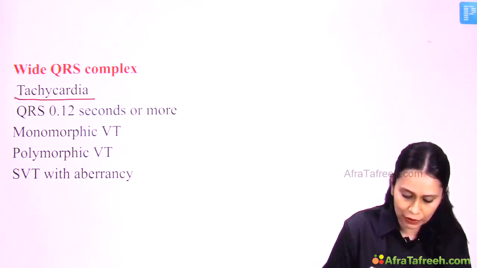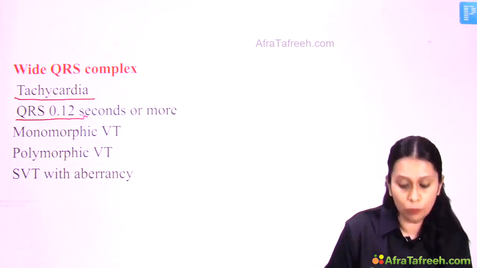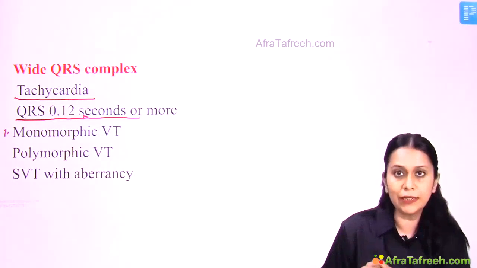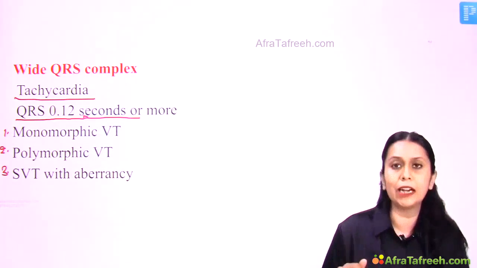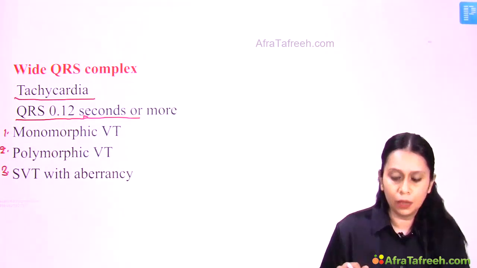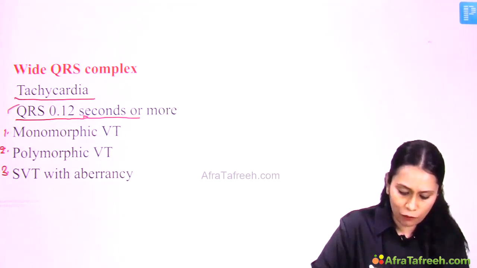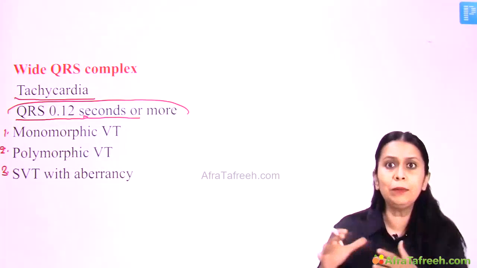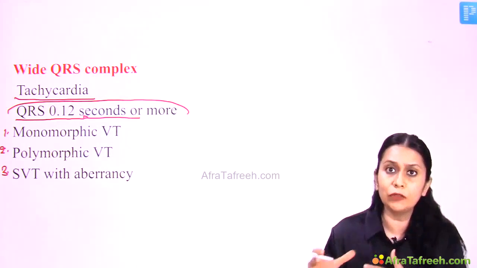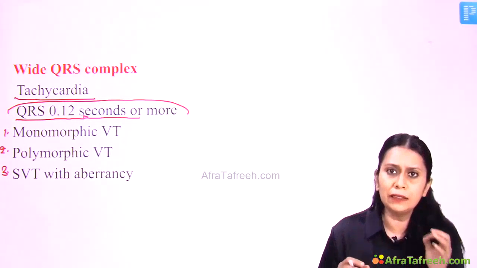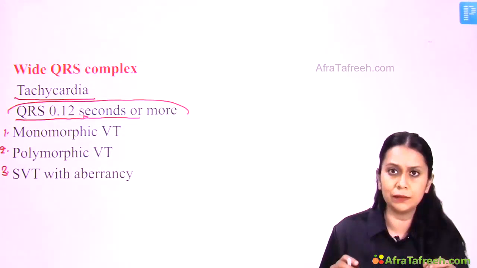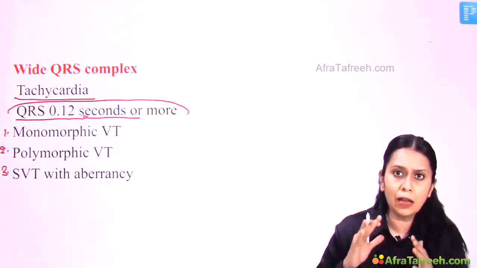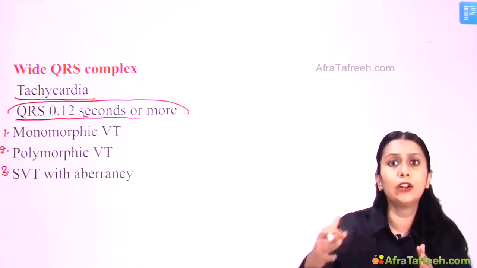Again, there should be tachycardia. QRS complex should be more than 0.12 seconds. It's of 3 types: monomorphic ventricular tachycardia, polymorphic, and supraventricular tachycardia with aberrancy. Now remember that if it is a wide QRS complex, then the origin is mostly in the ventricles. 80% of wide QRS complex tachycardia would be of ventricular origin. Very few are of supraventricular origin with aberrancy. And it would be good that we treat it as a tachyarrhythmia of ventricular origin, right?